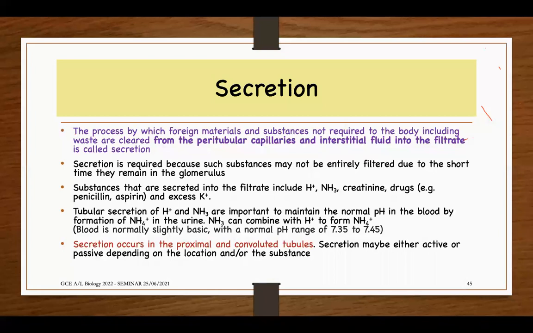First, everything was filtered except blood cells, plasma proteins, and platelets. And whatever was needed by the blood, they took back through selective reabsorption, and the remaining, which is not needed, they will send away through secretion. Simply, that is it. Secretion is required because substances may not be entirely filtered due to the short time they remain in the glomerulus. Just like I told you, there are substances that are not needed by our body. So those substances will be removed. Some substances that couldn't be removed before will be taken away during secretion.